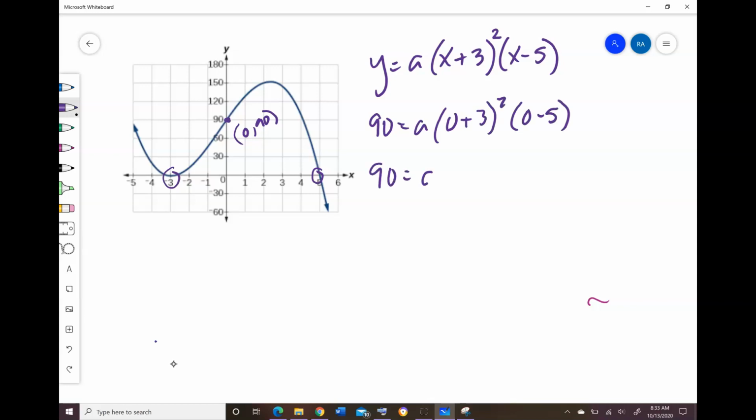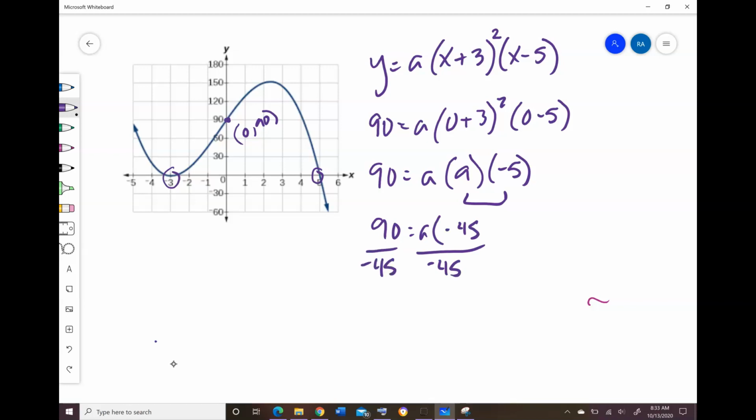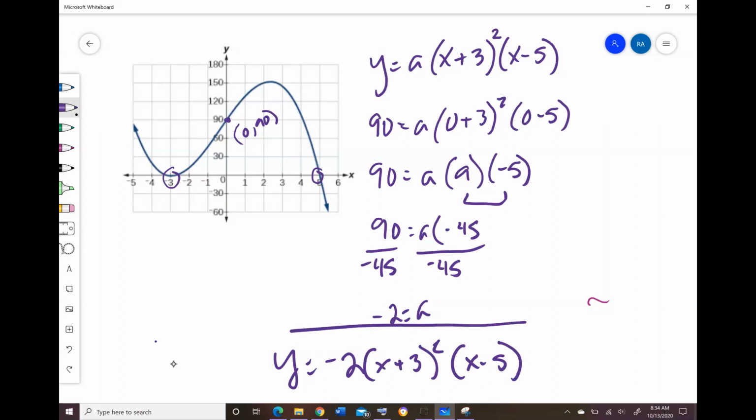So simplify. 0 plus 3 is 3. 3 squared is 9. 0 minus 5 is -5. Keep simplifying. 9 times -5 is negative 45. Divide by negative 45. And 90 divided by negative 45 is negative 2. And that's my A value. So my equation will be y equals negative 2, x plus 3 squared, x minus 5. And that's your answer.